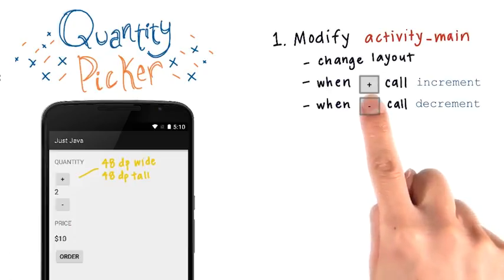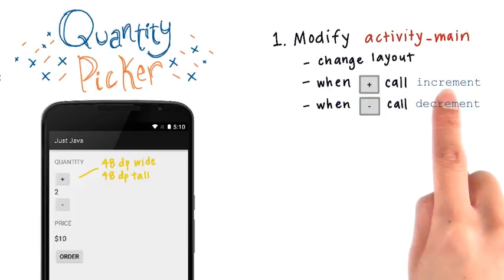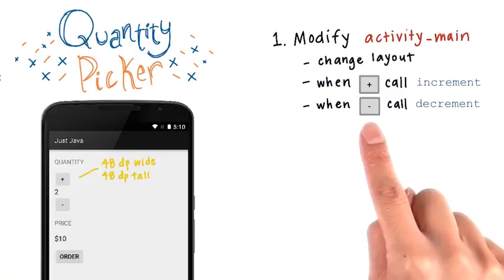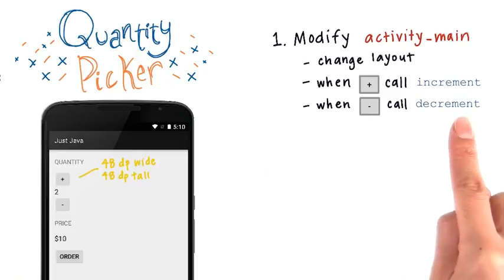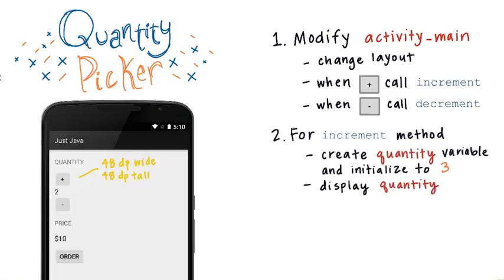When the plus button is clicked, call the increment method in the main activity. When the minus button is clicked, call the decrement method in the main activity. Within the main activity, add an increment method. Inside that method, create a quantity variable and initialize it to the value 3. When I say initialize, it just means to set the initial value of the variable to be 3. Then go ahead and display the quantity to the screen.